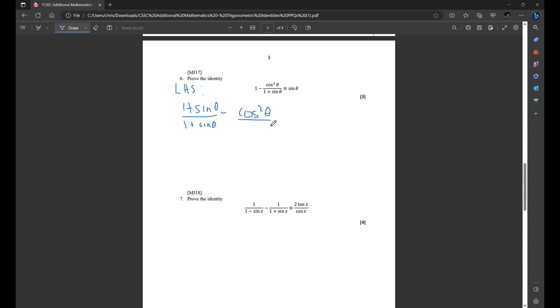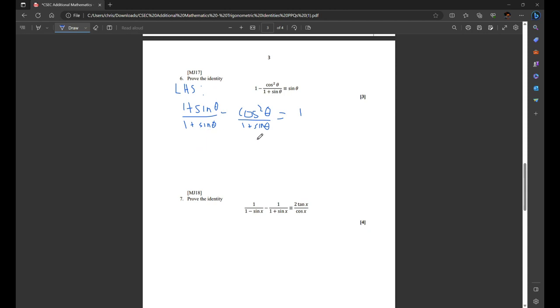Okay, so once I've done this now, I'll notice that I have a cos squared theta, right? And that cos squared theta is going to allow me to rewrite it in terms of sine theta. How am I going to do that? I'm going to reuse the Pythagorean identity, and I'm going to write it as 1 minus sine squared theta.